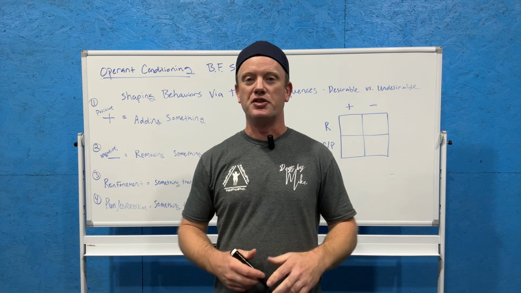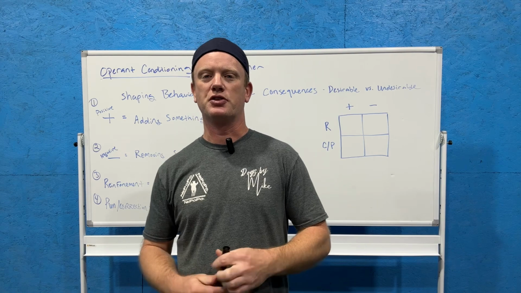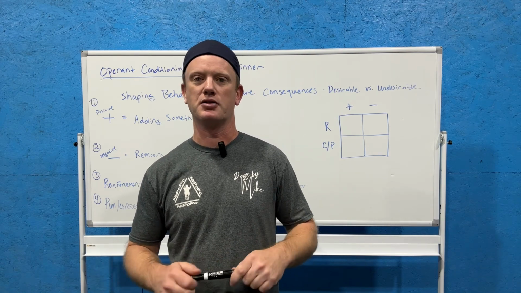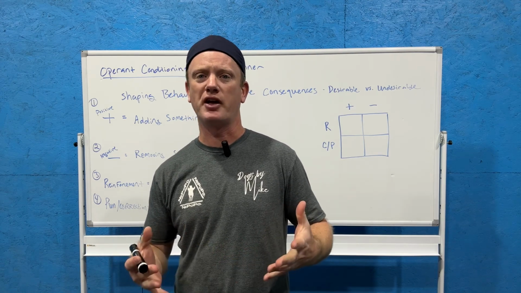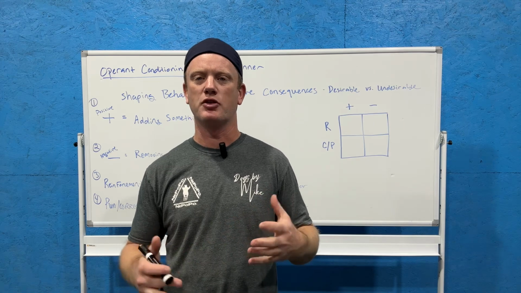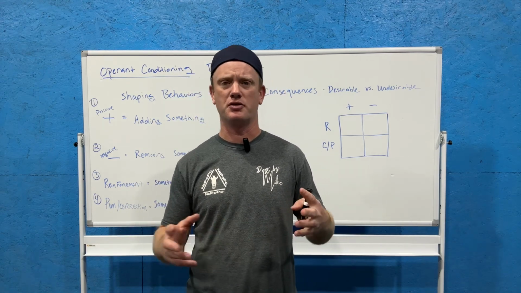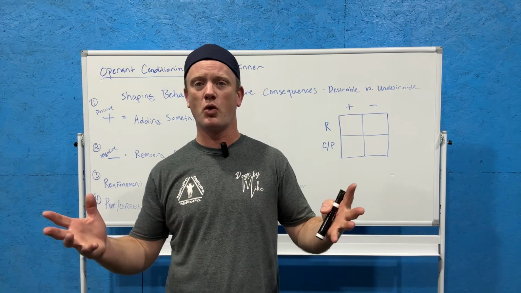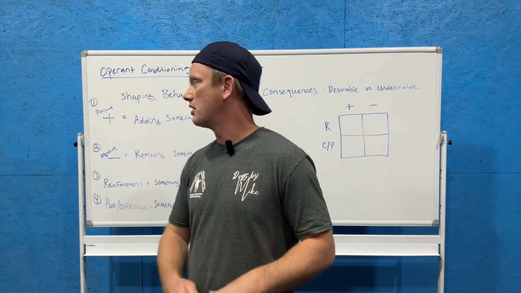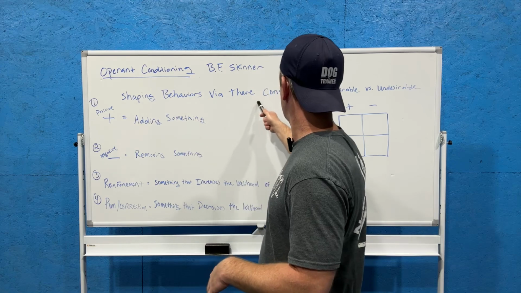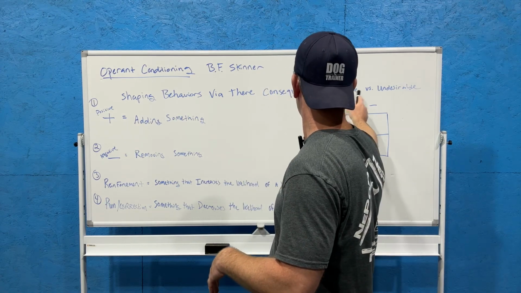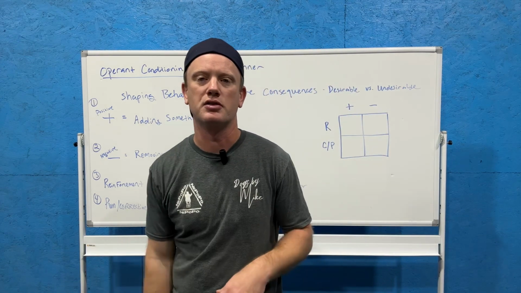All right, so we just finished classical conditioning. Now we're going to switch gears a little. We're going to talk about operant conditioning. Operant conditioning is just a type of learning where a behavior is strengthened or weakened by the consequences that follow, whether those consequences are rewarding or punitive. So again, we're just shaping behaviors via the consequences, desirable or undesirable.